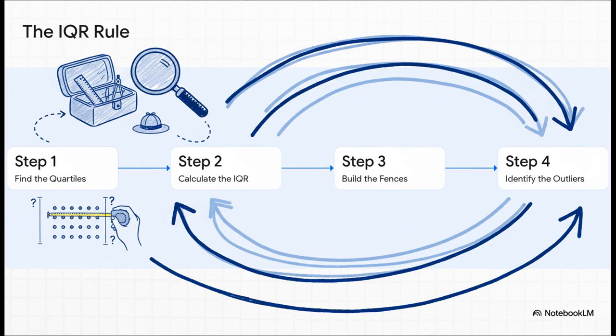And the special tool we'll be using for this job is called the IQR rule. It's a super reliable 4-step process that'll help us do this right. Think of it as our official detective's kit. So let's jump into step 1, finding the quartiles.